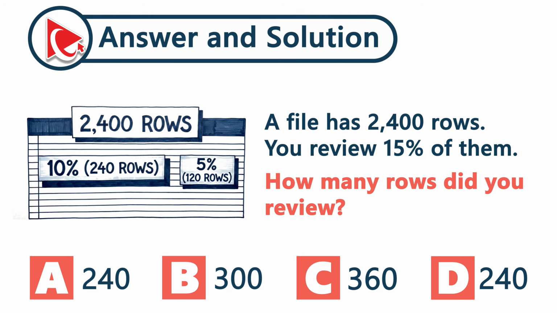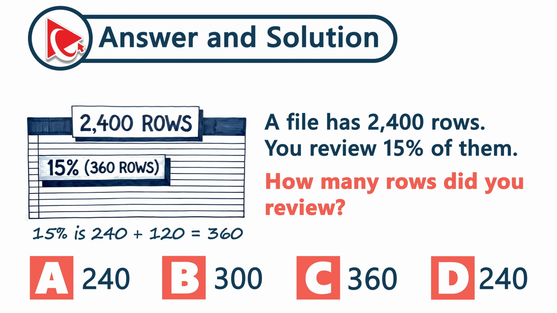10% of 2400 is 240 and 5% is 120. So 15% would be 240 plus 120 equals 360. And the correct answer here is choice C.